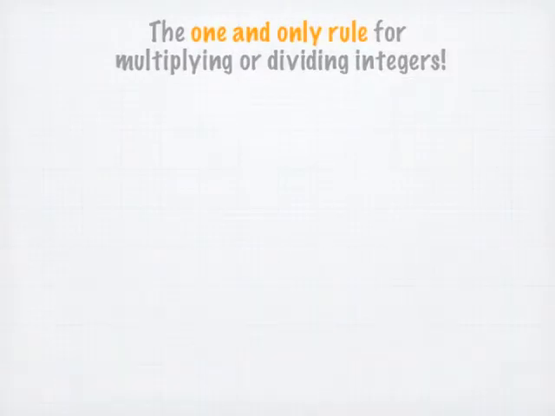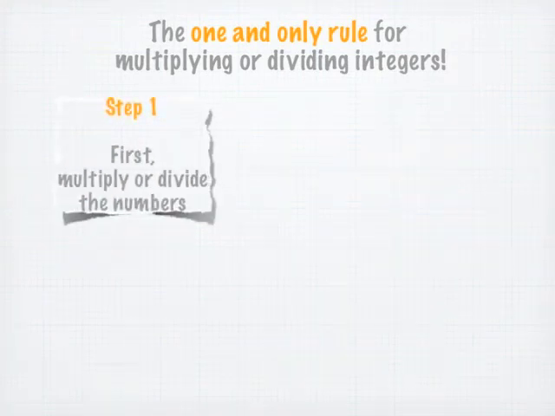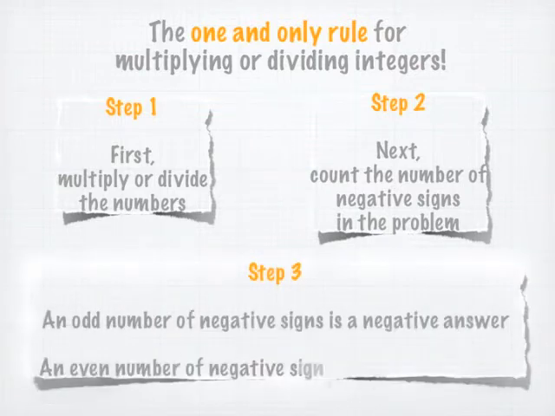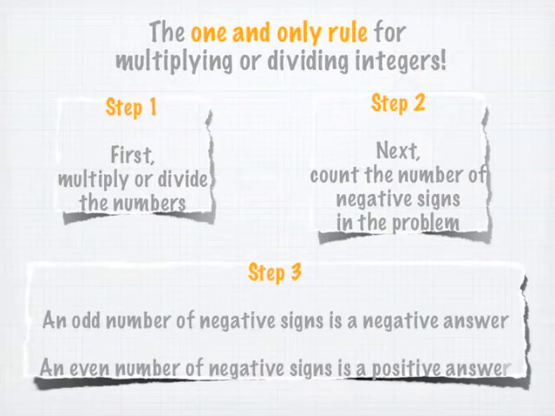This rule has 3 parts. Step 1, first multiply or divide the numbers. Step 2, next count the number of negative signs in the problem. Step 3, if you've counted an odd number of negative signs, it means a negative answer. An even number of negative signs means a positive answer.